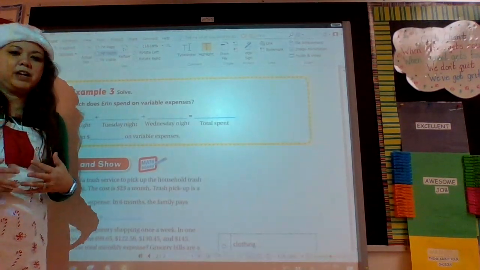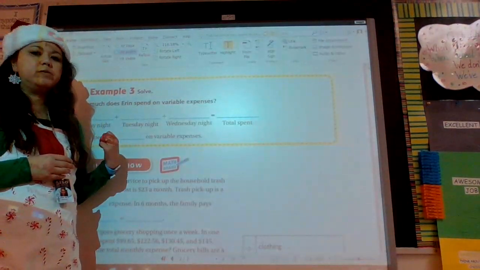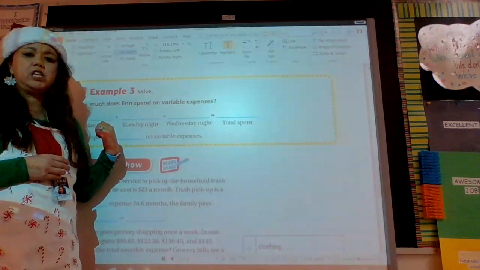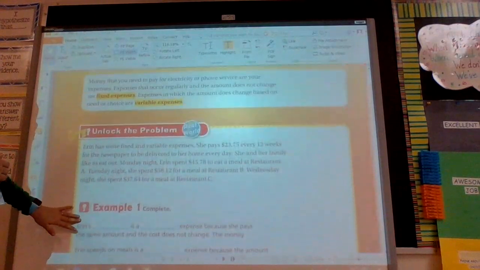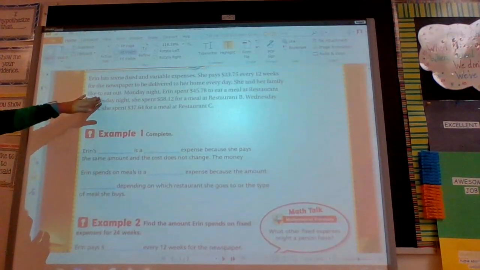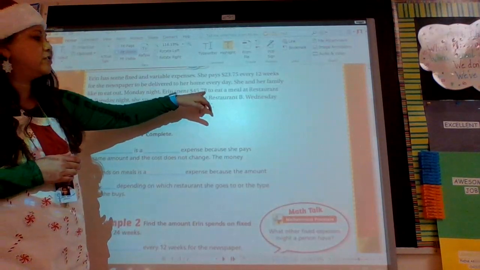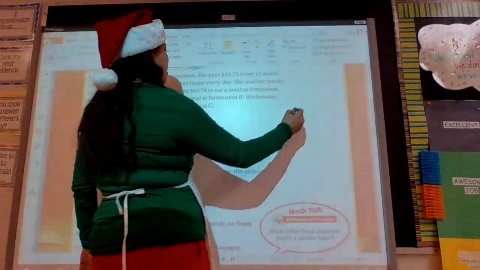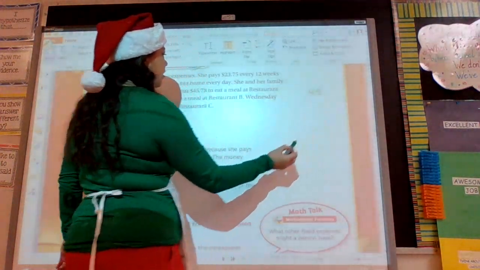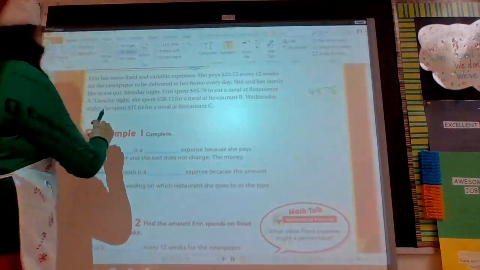So now what I'm going to have to do is go through and see where she had her meals and how much she paid for her meals. So let me come up to the top to our problem again. She and her family like to eat out. On Monday night, she spends $45.78. So I'm going to write that out to the side. On Monday, she does $45.78, because that's going to help me when I'm scrolling down here.